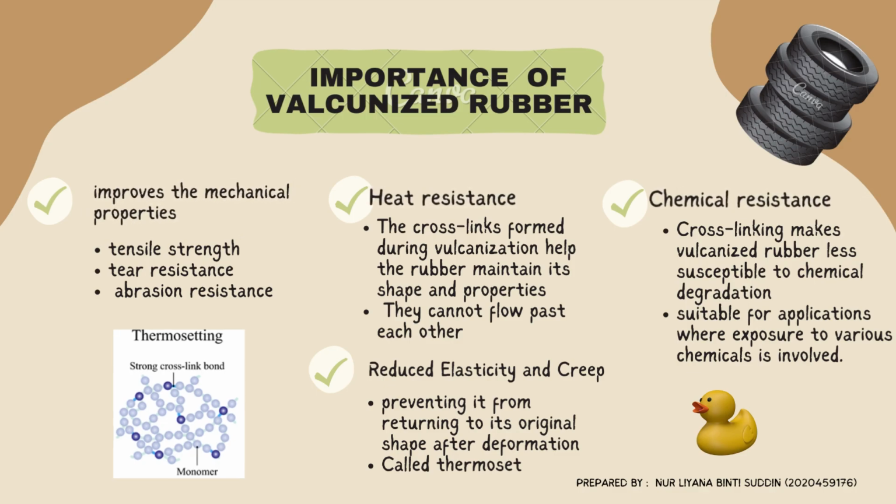Moreover, vulcanization imparts heat resistance to the rubber, enabling it to maintain its shape and properties even under elevated temperature. Additionally, the cross-link structure enhances the rubber's resistance to chemical degradation, making it suitable for applications involving exposure to various chemicals. Furthermore, vulcanization reduces the rubber's elasticity and creep behavior, preventing it from deforming permanently. This is crucial for applications requiring stability and shape retention, such as shoe soles.